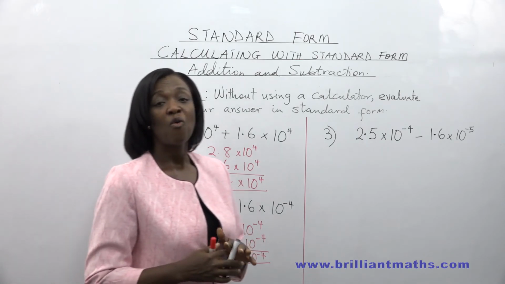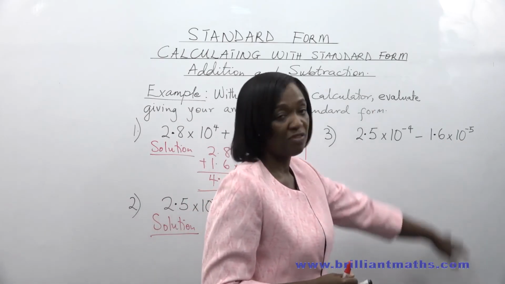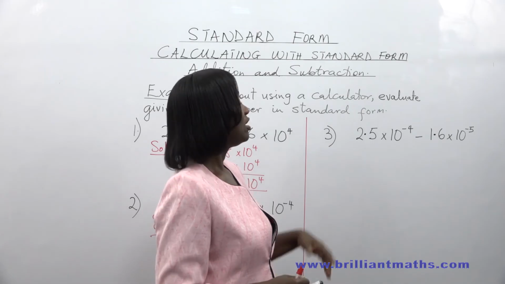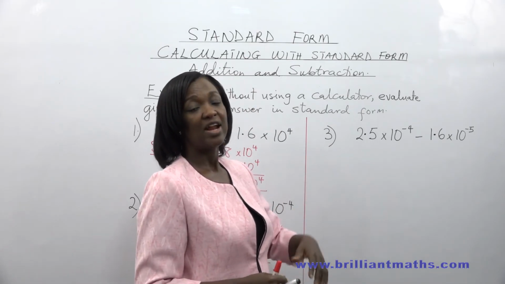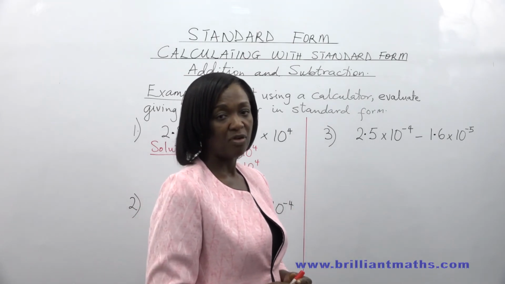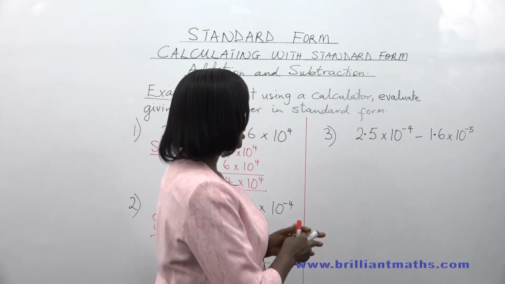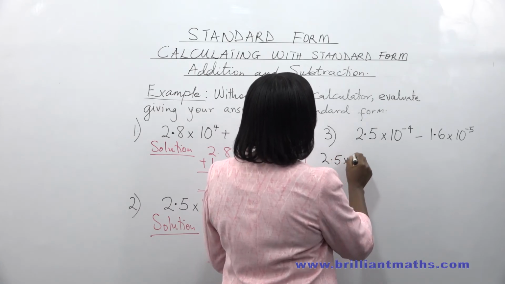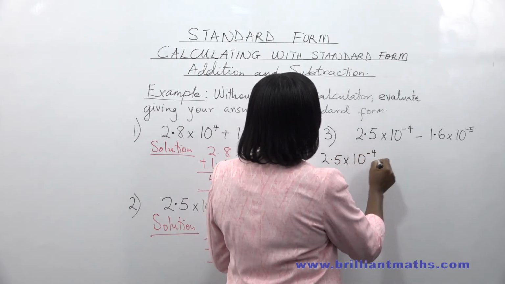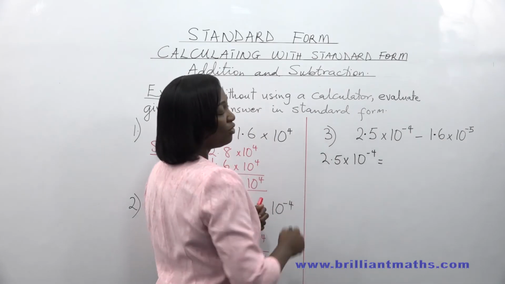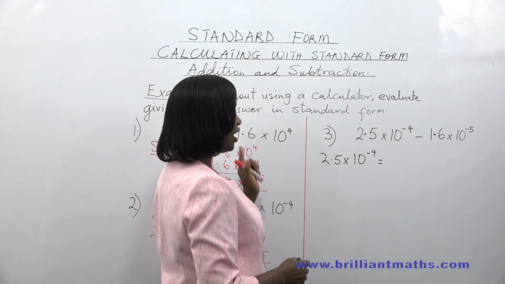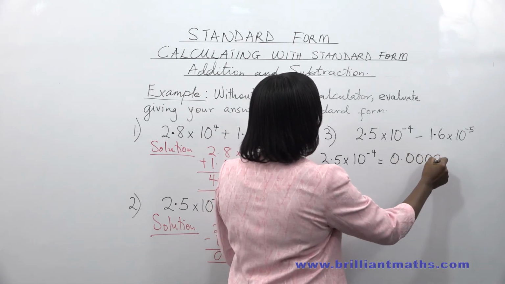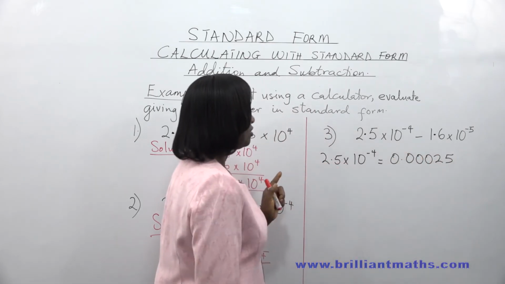However, when the powers of 10 are different, then you have to simplify the number, write it in full, carry out your operation, and then write it again in standard form. So we're going to look at that in this third example. So 2.5 times 10 to the power minus 4 is equal to, remember, 4 steps to the left. So that's going to be 0.00025.